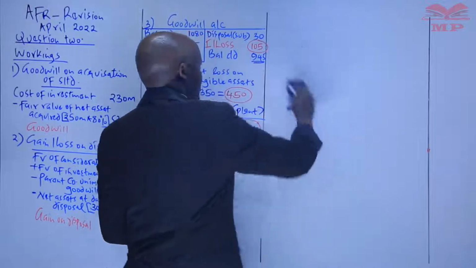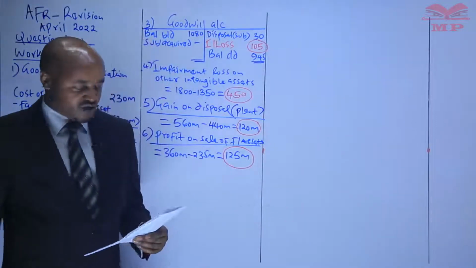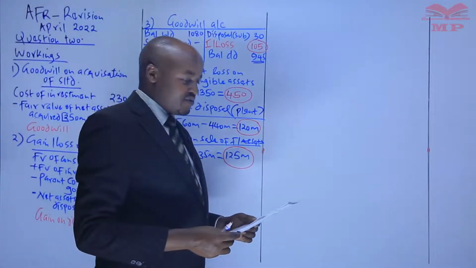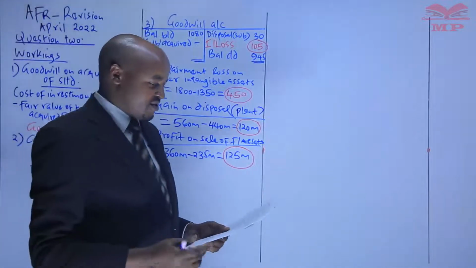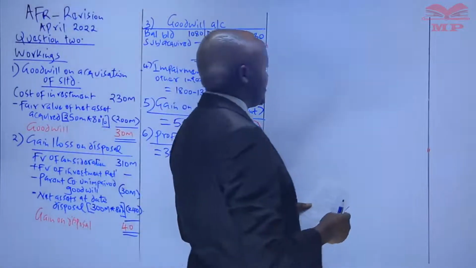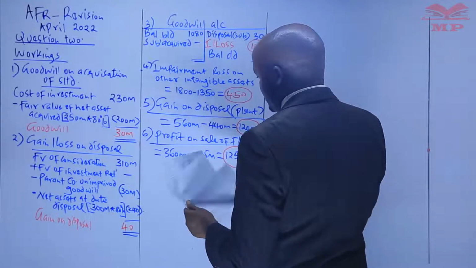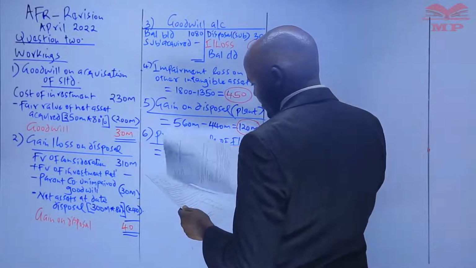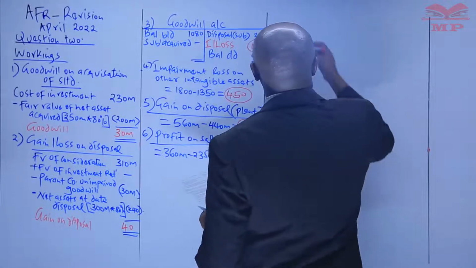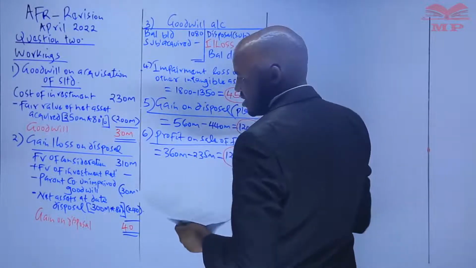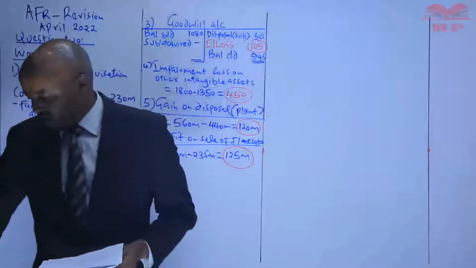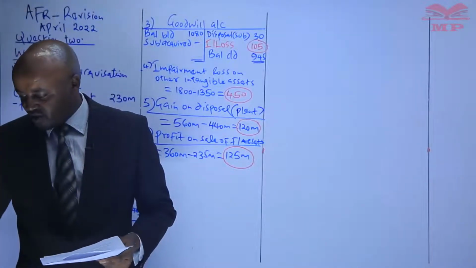The examiner was requiring that we prepare a group statement of cash flow, and we use which method? The indirect method. So the examiner had specified which method to use here. So let's do that. First of all, we need to have the title. The name of the group is H Limited Group. So we need to have that title here.